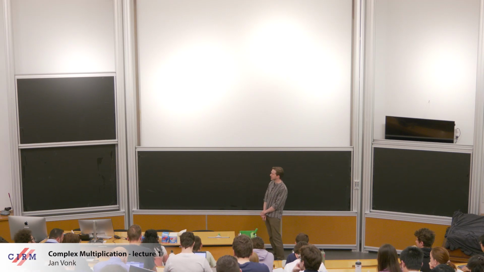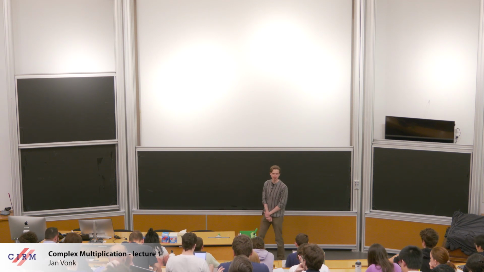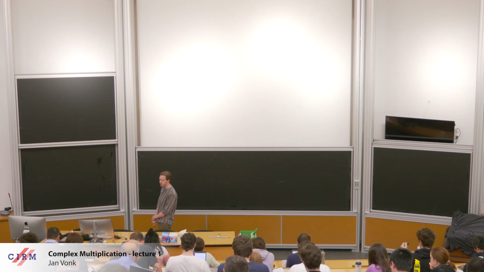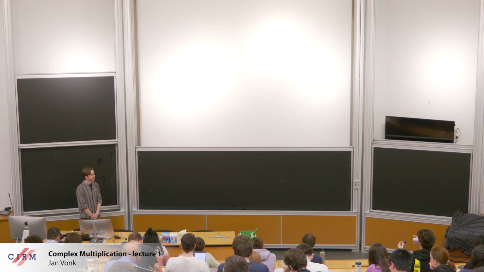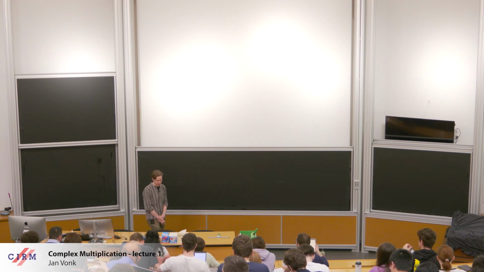So complex multiplication is maybe a little bit of the odd one out, because it's not a subject that is overtly statistical in nature, at least not at first glance. But rather, maybe you should think of it as a very powerful tool. It's one of the most powerful tools that we have in number theory to attack a variety of arithmetic questions.